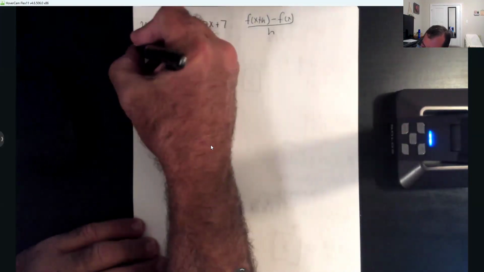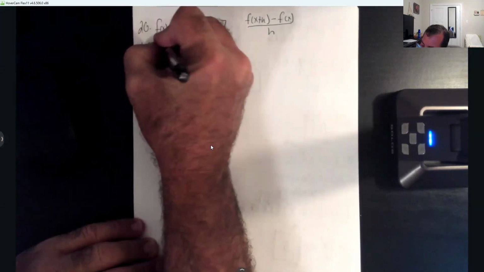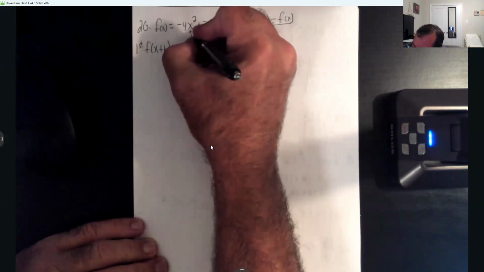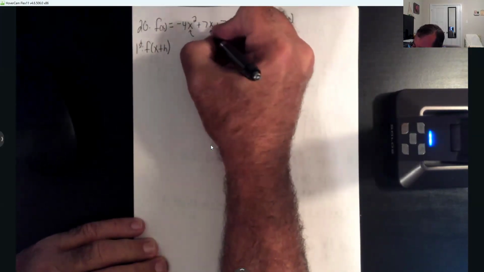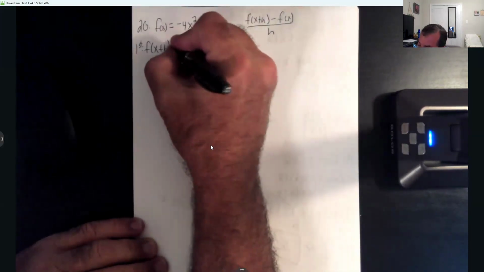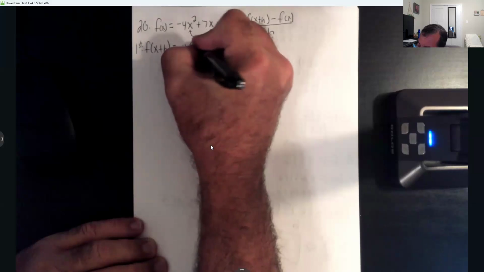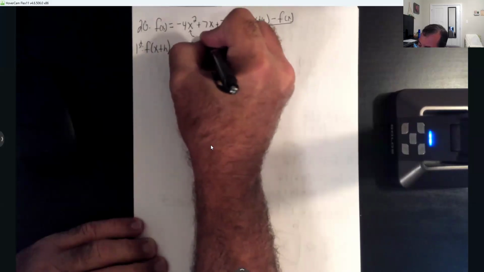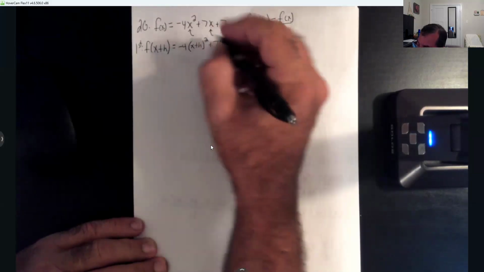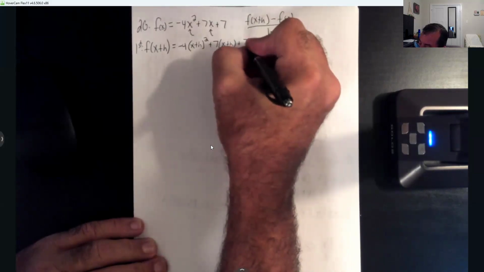But y'all, the first thing again, we got to find f of x plus h. So we need to put an x plus h here and an x plus h there. So 2x is getting replaced. So this will equal negative 4 times x plus h squared plus 7 times x plus h plus 7.